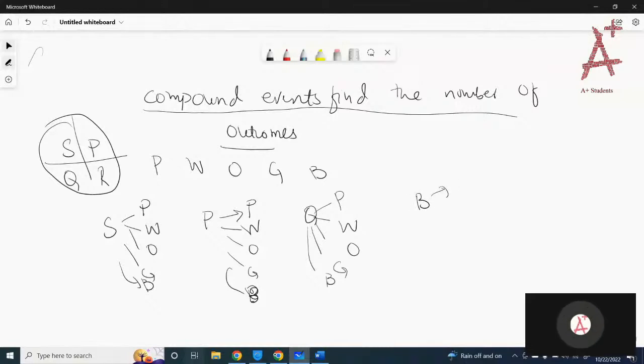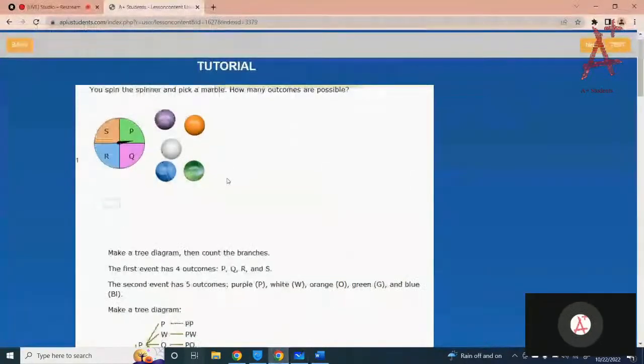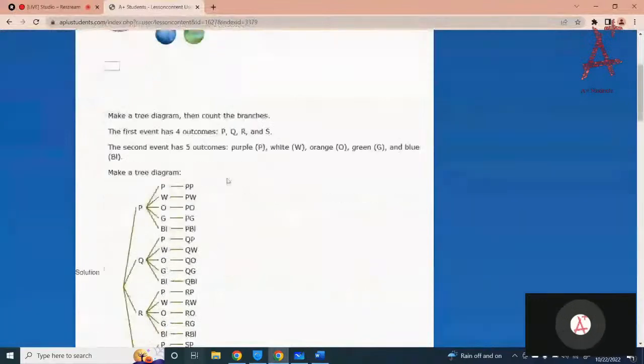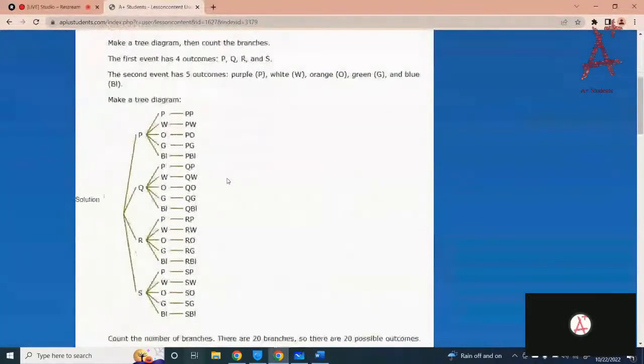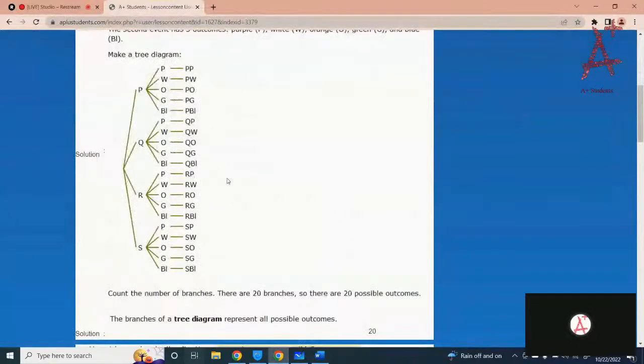So the total outcomes are, for each one, 1, 2, 3, 4, 5. That means you have a total of 20 outcomes. How many possible outcomes are there? So that means for each one you have 5 outcomes. Got it? You can make a tree diagram, and this way you will know how many outcomes there are. So you have a total of 20 outcomes. Got it?